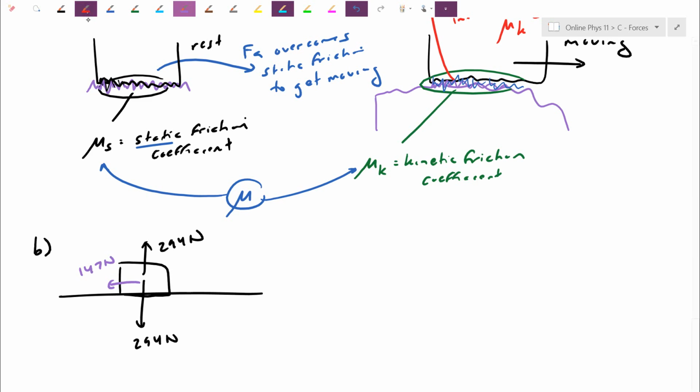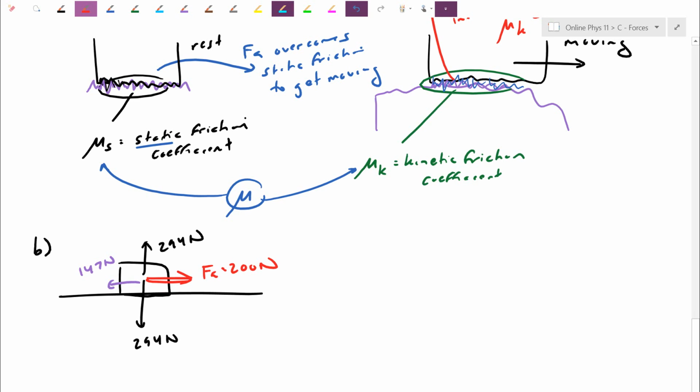Let's say this time I actually start applying a force. It's up to me what I pull, and I'm going to apply 200 newtons. This could be me in the front pulling the box, or me behind the box pushing the box. But nonetheless, there's a force that's going 200.